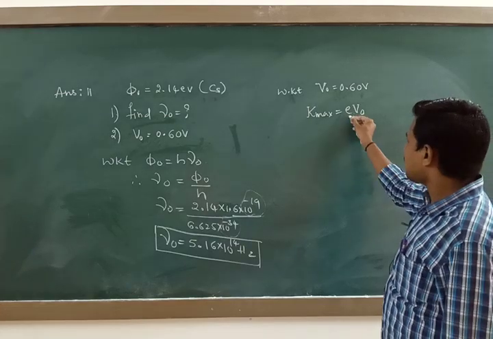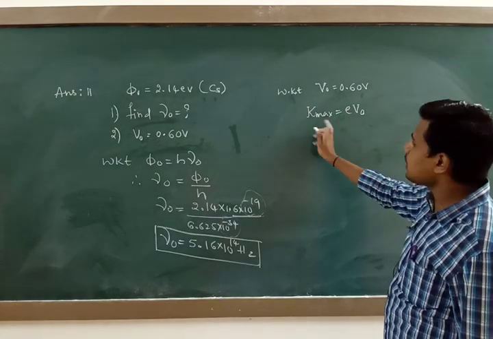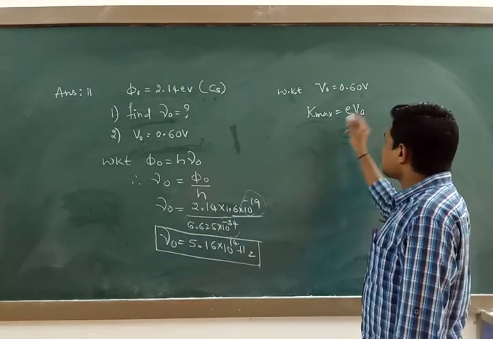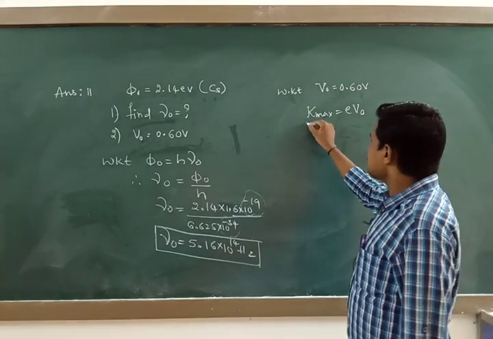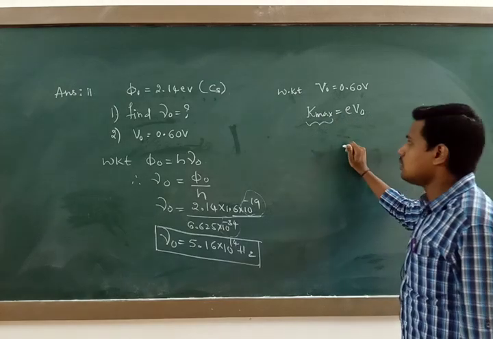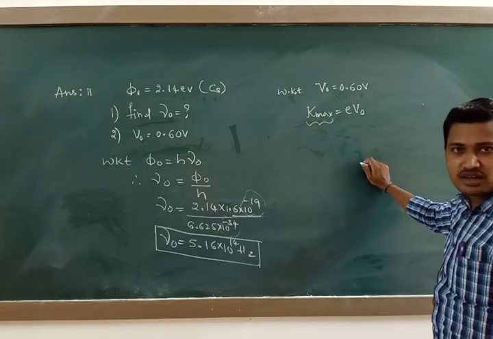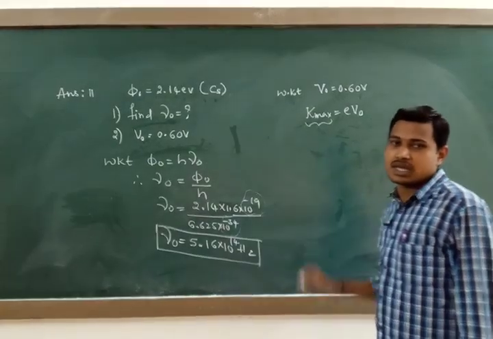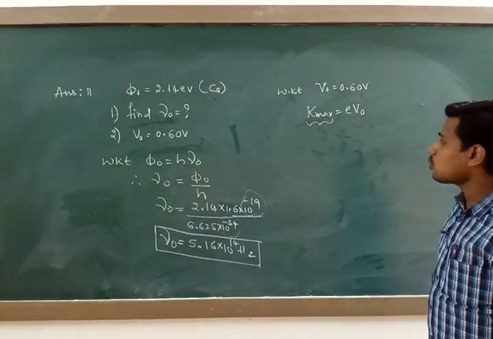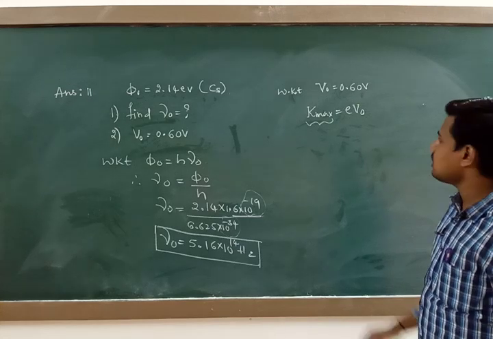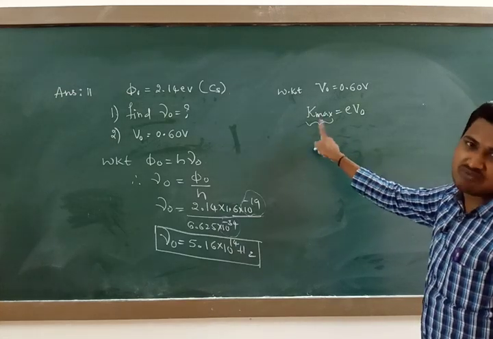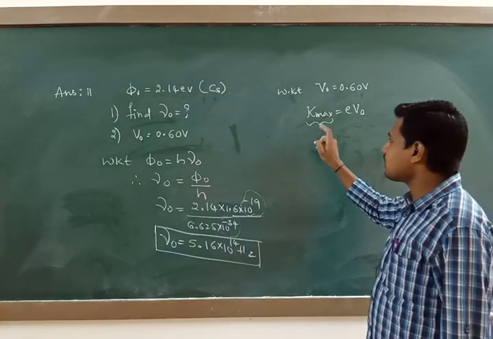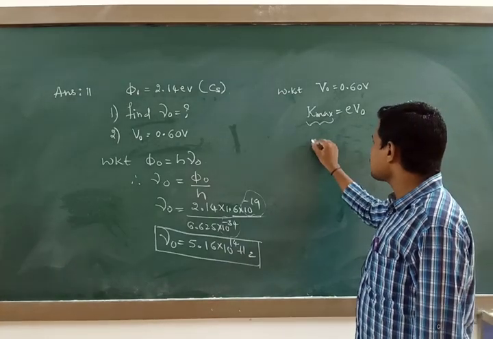Instantly they acquire this eV naught, and that will get converted into kinetic energy, thereby they get repelled. So therefore K max equals eV naught. And remember this kinetic energy: in one of the laws of photoelectric effect I told you that the kinetic energy of the emitted photoelectron is directly proportional to the frequency. The kinetic energy depends upon frequency but not on the intensity. Yes or no?